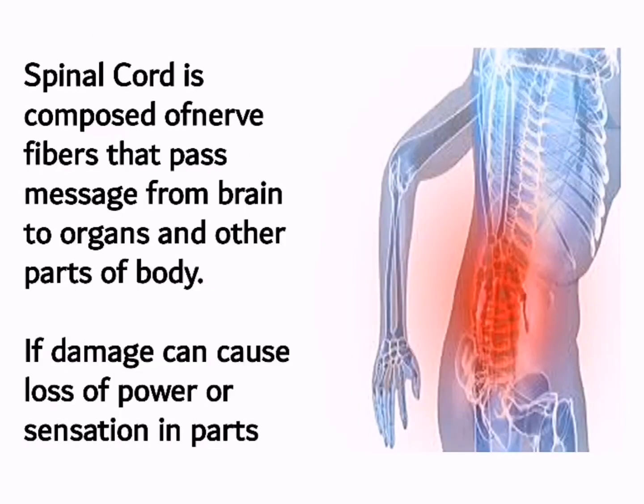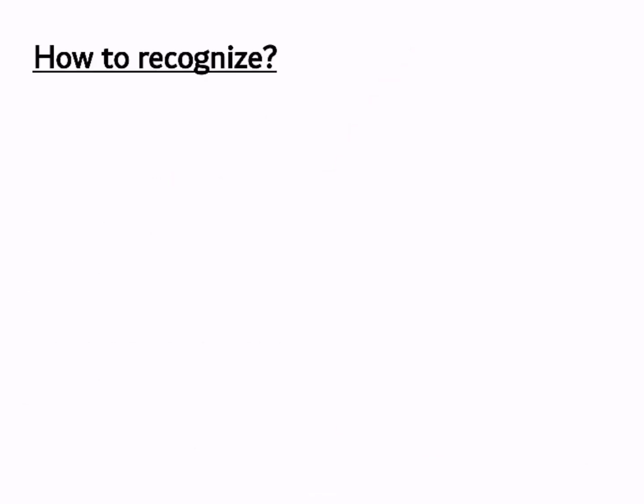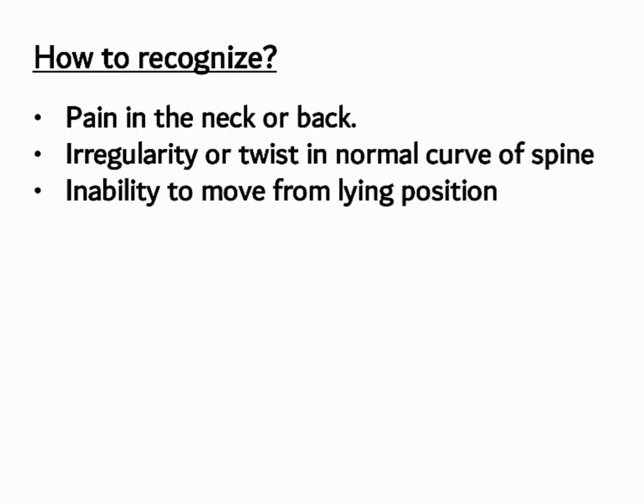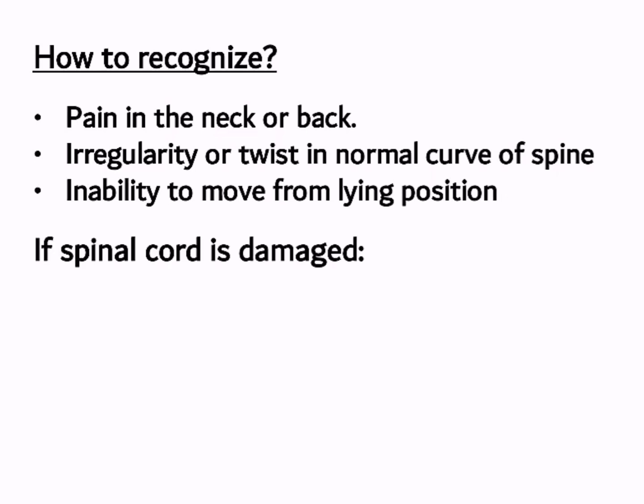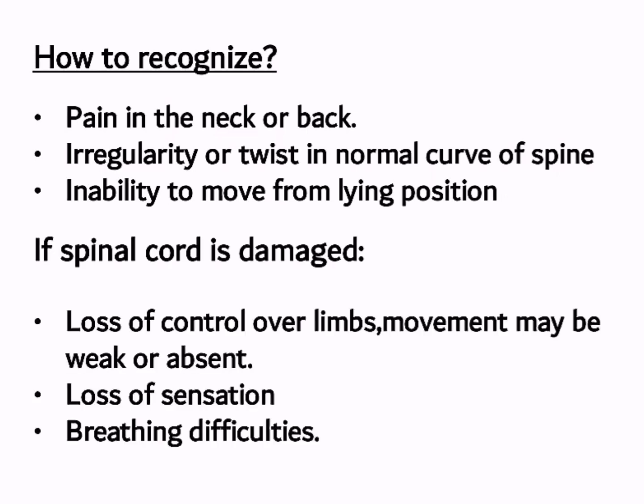The spinal cord is composed of nerve fibers that pass messages from the brain to organs and other parts of the body. If damaged, it can cause loss of power or sensation in parts. How to recognize: pain in the neck or back, irregularity or twist in the normal curve of the spine, inability to move from a lying position. If the spinal cord is damaged: loss of control over limbs, movement may be weak or absent, loss of sensation, breathing difficulties.